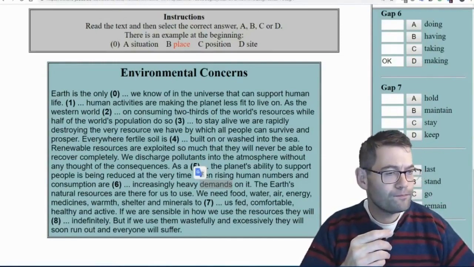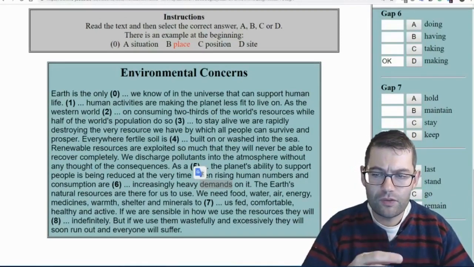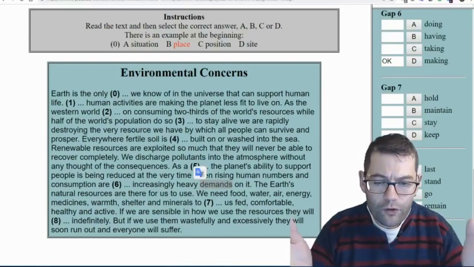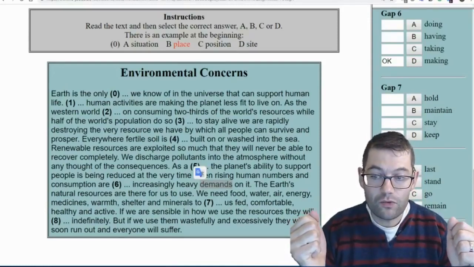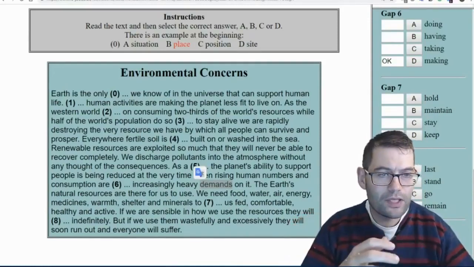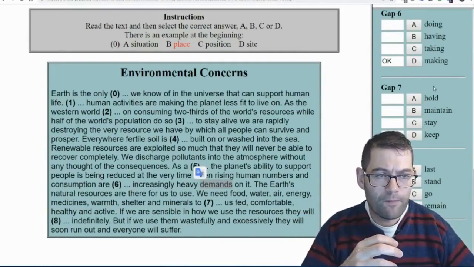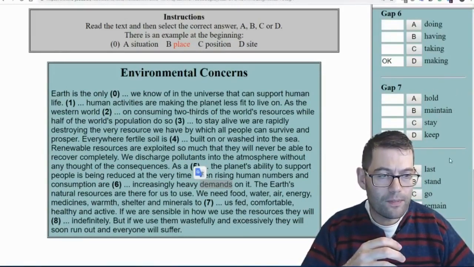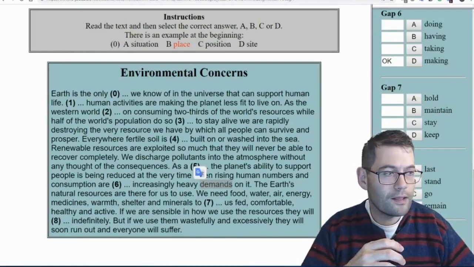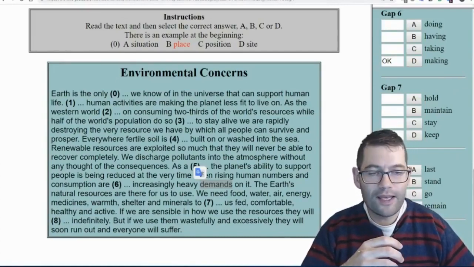The Earth's natural resources are there for us to use. We need food, water, air, energy, medicines, warmth, shelter, and minerals to what?